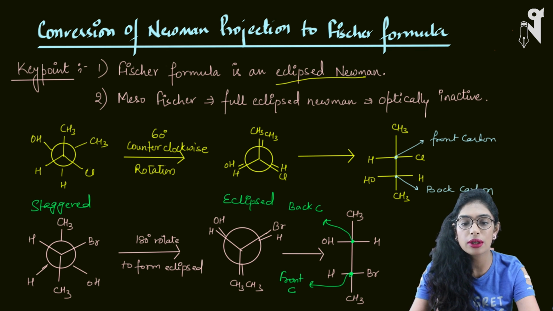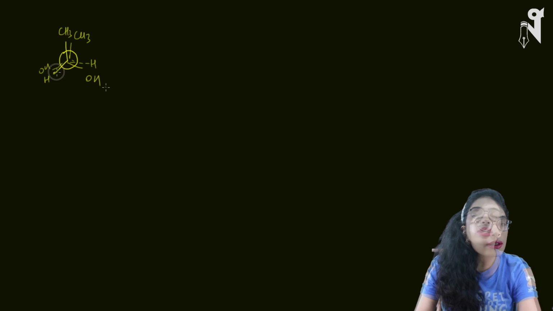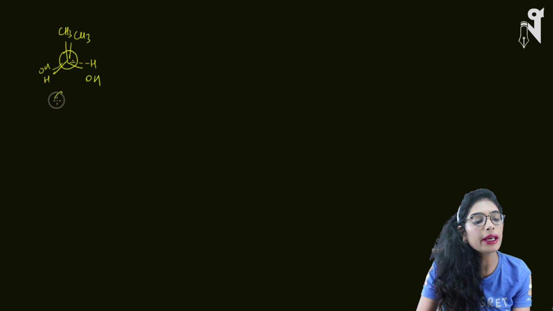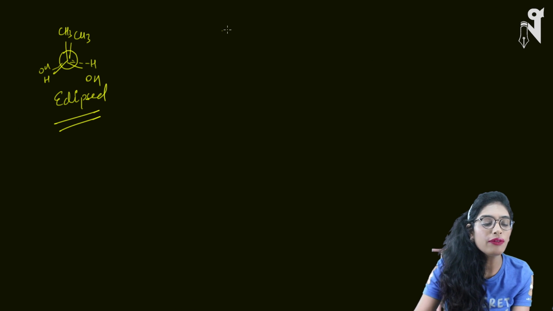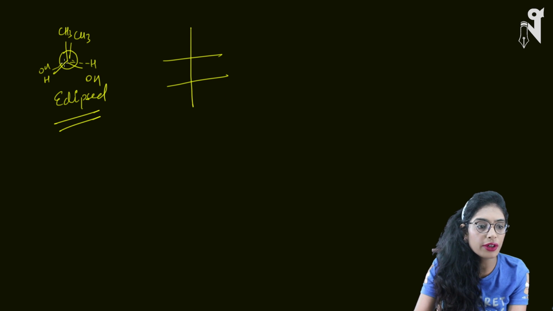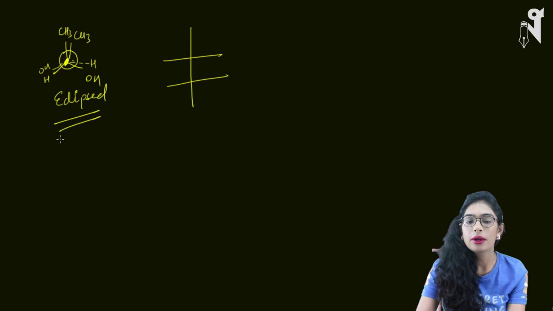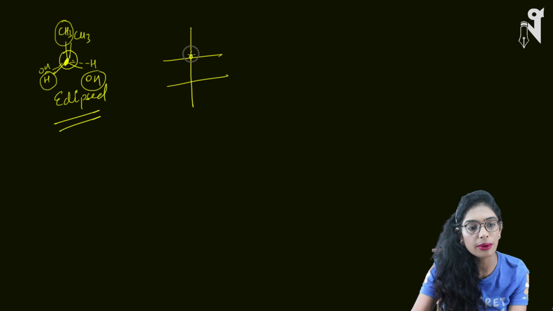So let me just give you a brief idea first without explaining what is written on the slide. Now let's say I have a molecule like this. This is my eclipsed representation of a compound. Now if I have to convert it into Fischer, what will I do? Look at the front carbon. This is my front carbon. What attachments are there? CH3 is attached, hydrogen is attached, and OH is attached.